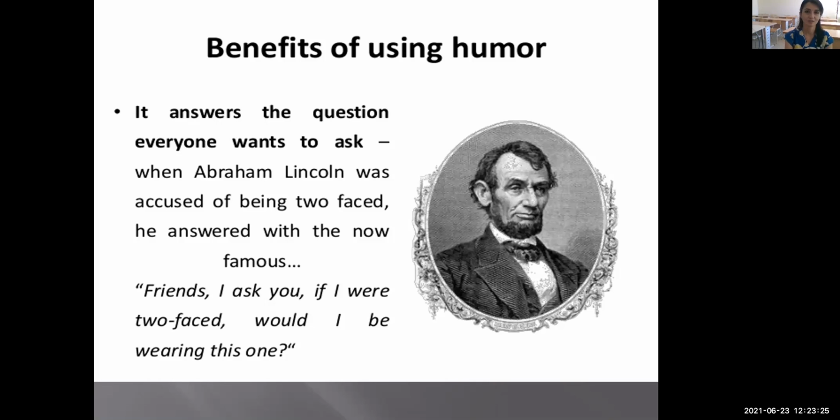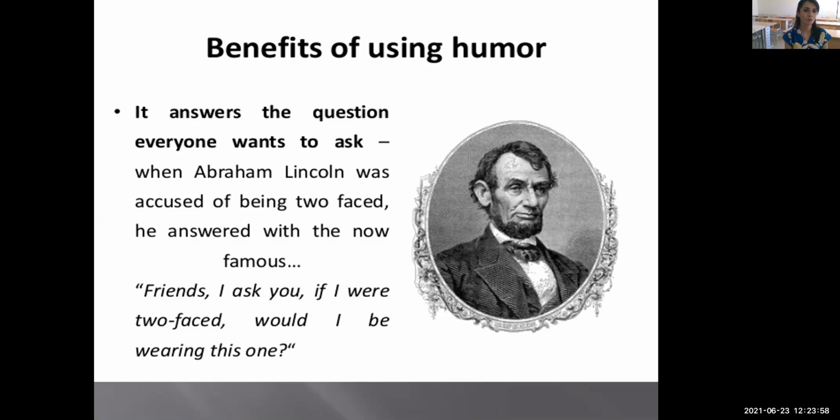I'm presenting to you Abraham Lincoln's speech feature. Every time he addressed humor. You know that humor serves for decorating, for illustrating your speech, so natural and so emotive in some cases. Pay attention, benefits of using humor. It answers the question everyone wants to ask.